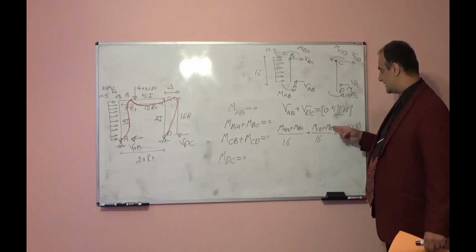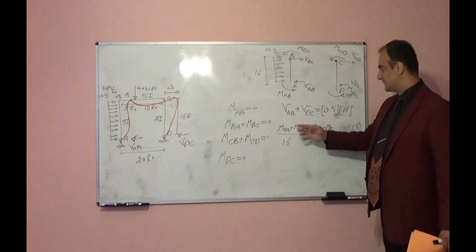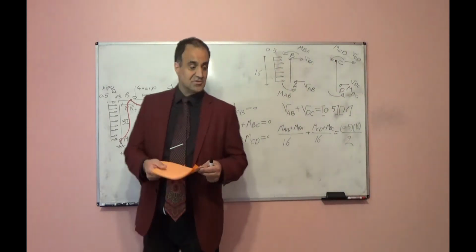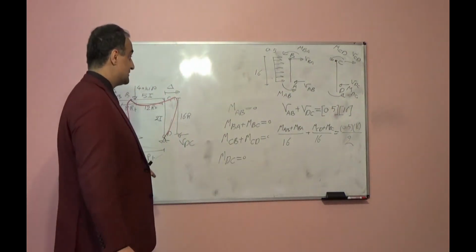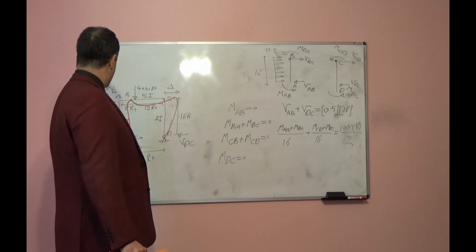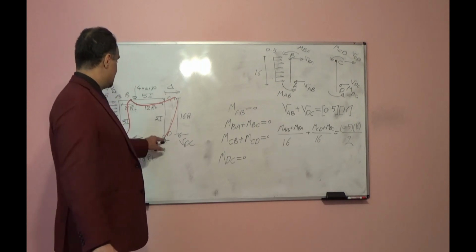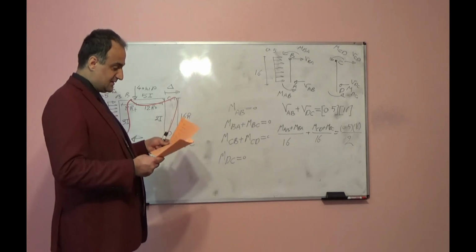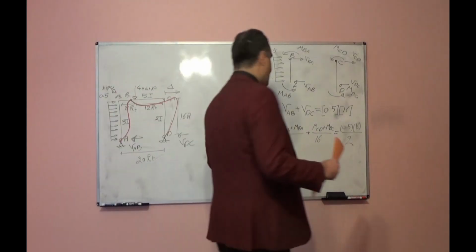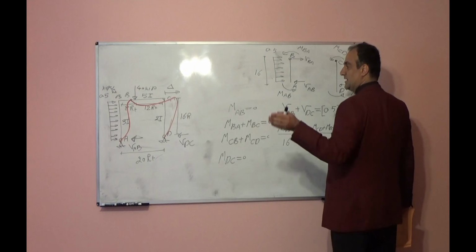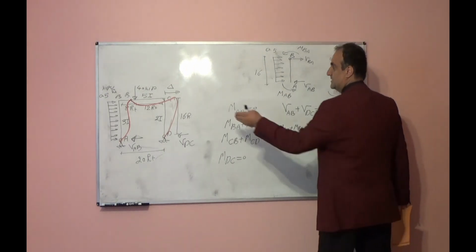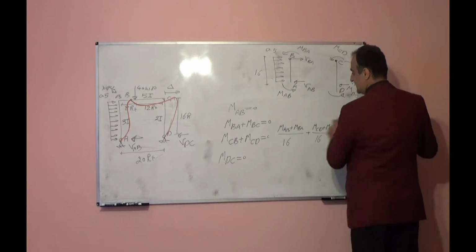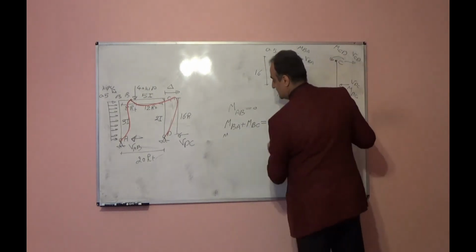Here again I have all M in terms of theta. I will have 5 equations, 5 unknowns. So I can find theta A, theta B, theta D, theta C and delta. After finding those, I can come back and plug theta A, theta B, theta C, theta D and delta in the slope deflection equations, and I will find these moments.